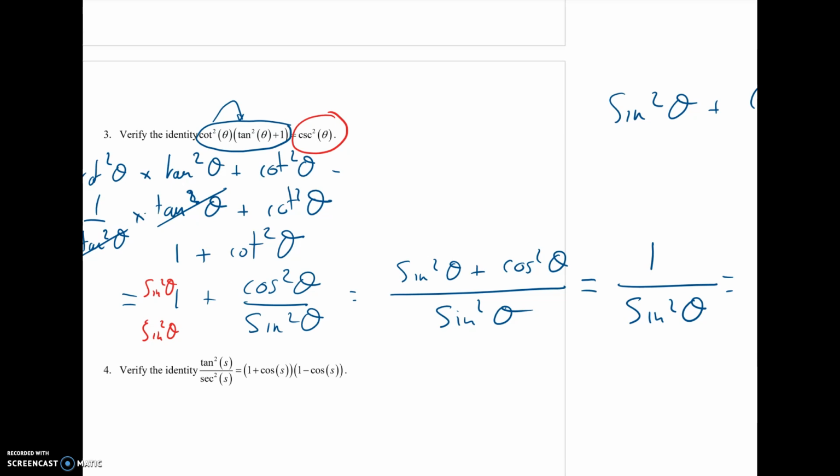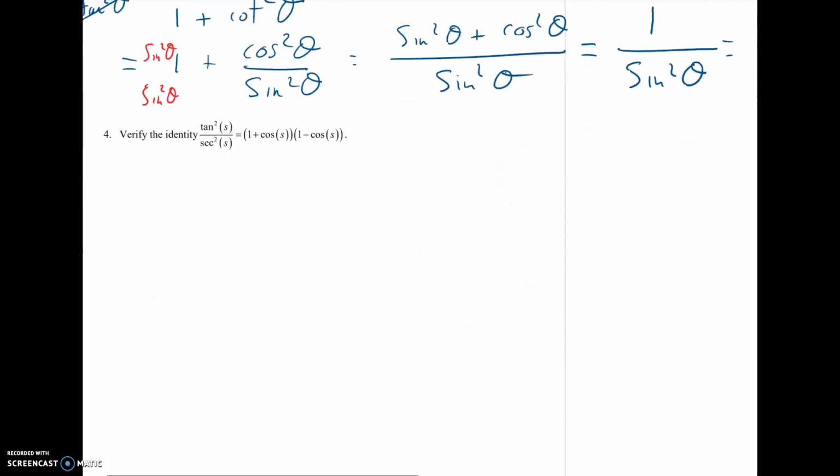All right. I'll let you do problem number 4 by yourself. It's going to take some time, but take it easy, and I guarantee you that if you substitute tangent by sine over cosine and sec by 1 over cosine, you will be able to give an answer as to whether it is an identity or not.